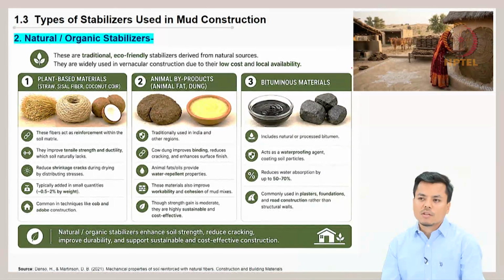Then next is bituminous material. It includes natural or processed bitumen, which acts as a waterproofing agent, coating the soil particles. It reduces water absorption by 50 to 70%, and is commonly used in plasters, foundations as well as in road construction.